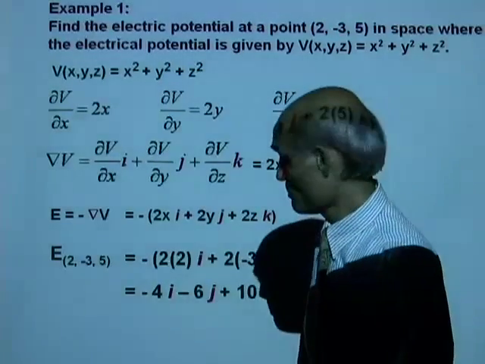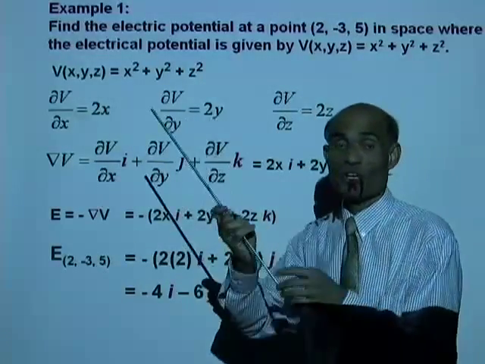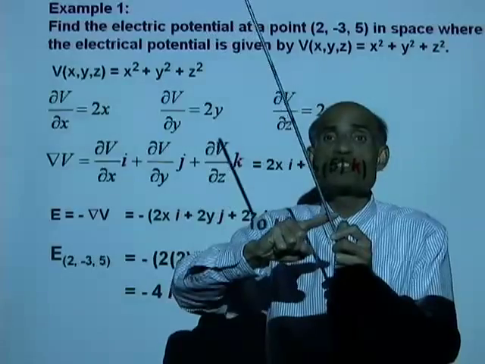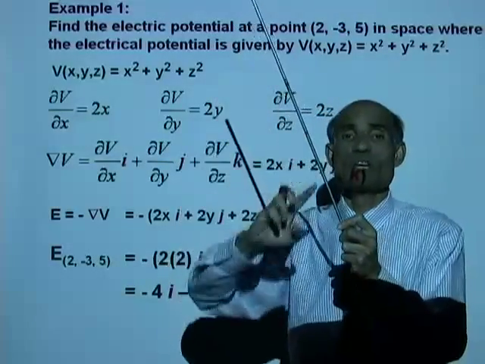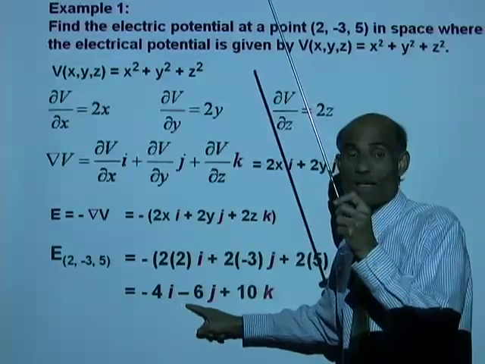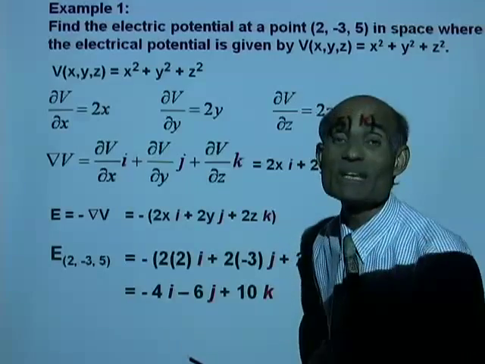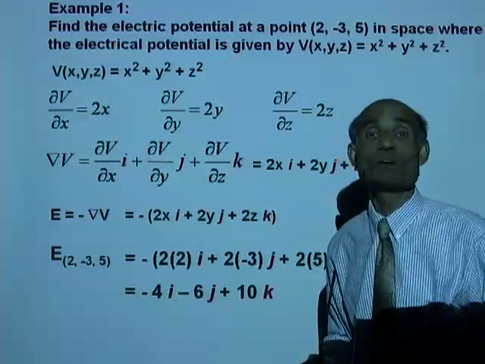In other words, what it tells you is, at this point, the electric field will be in such an arbitrary direction so that its x component will be -4, y component will be -6, and z component will be 10 Newton per Coulomb.